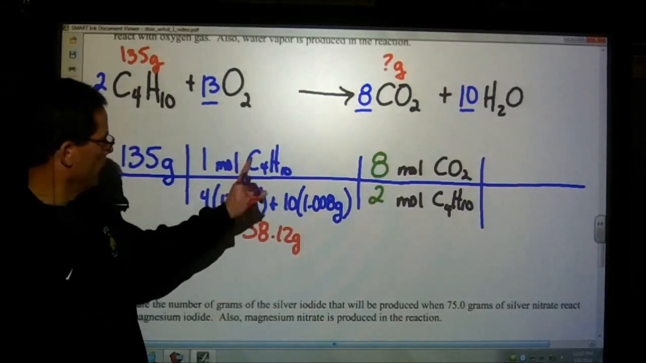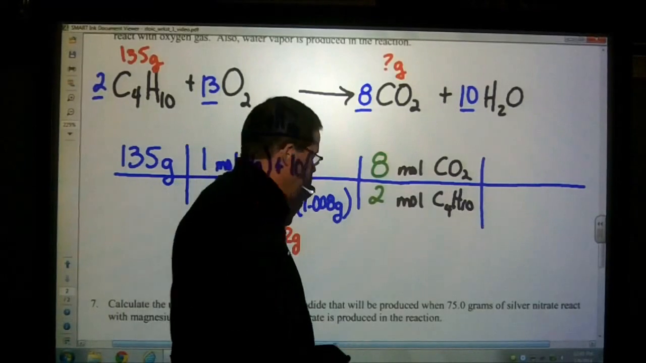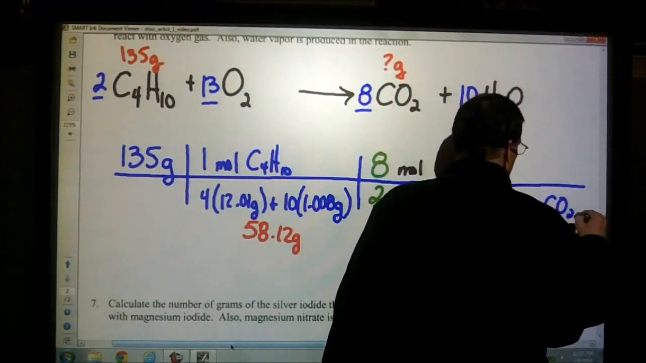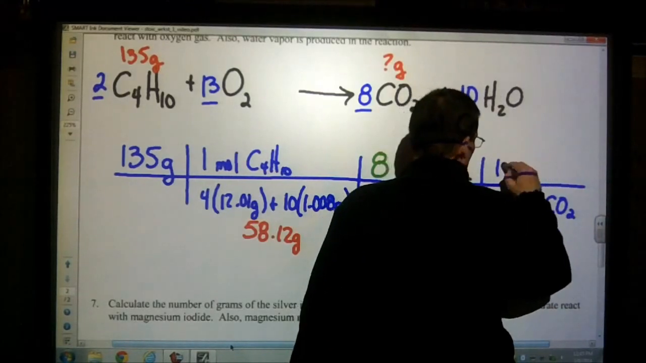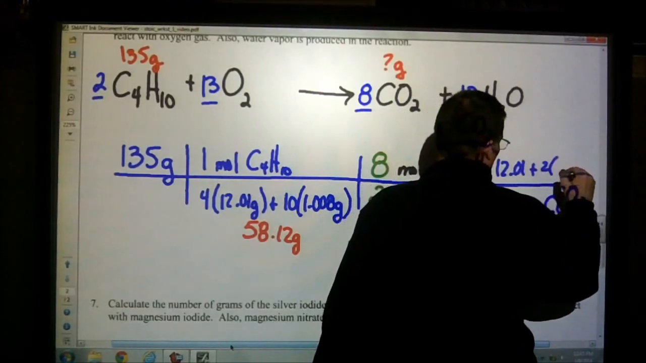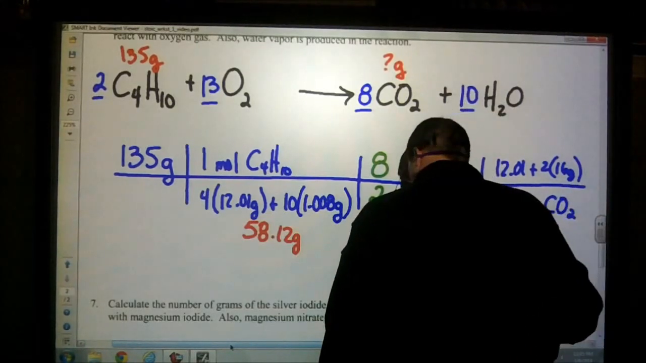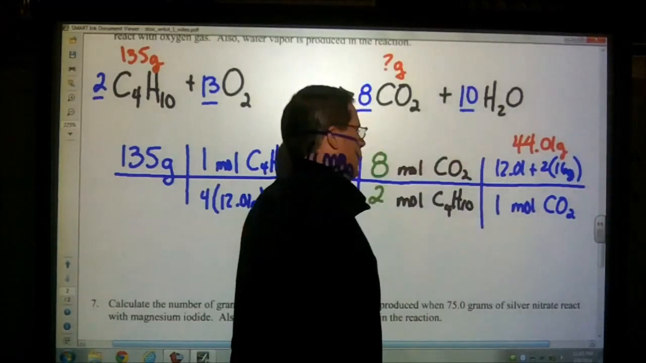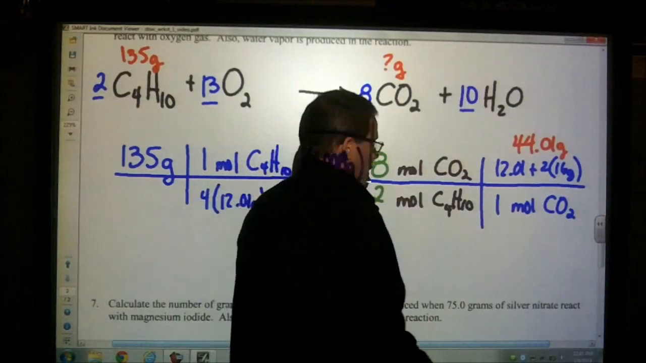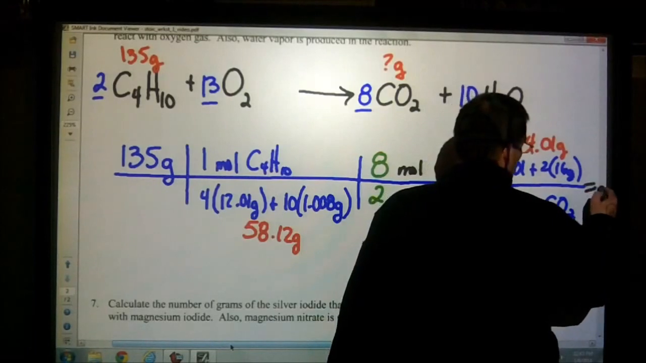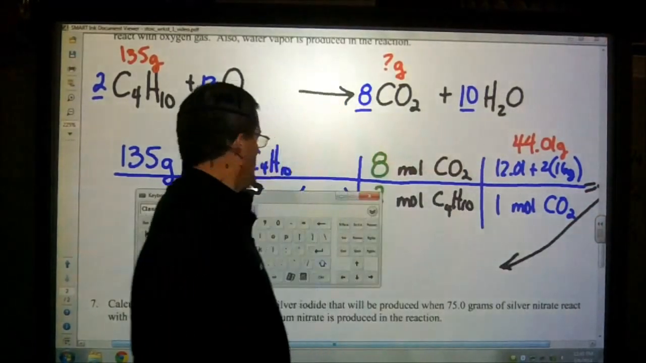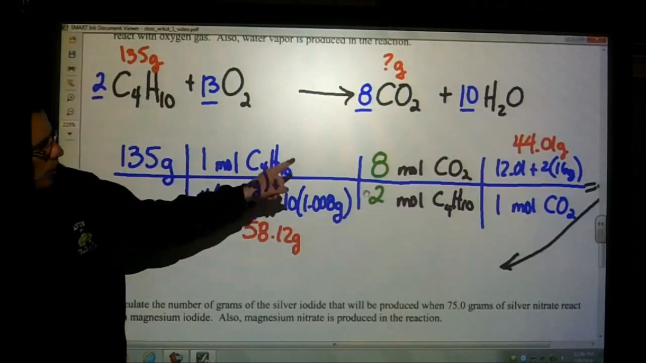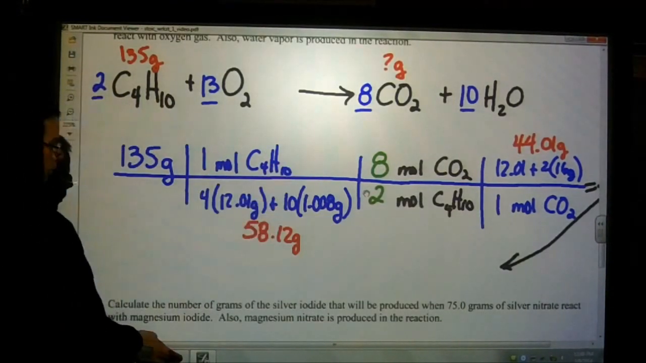All right, so we have our butane gone, so let's go ahead and find out how many grams of carbon dioxide. And so that's 12.01 plus 2 times 16, which I know is 44.01 if you use it enough. Okay, so now we are ready to calculate. Okay, so let's see here. All right, so we've got 135 times 8 times 44. So let's see here.